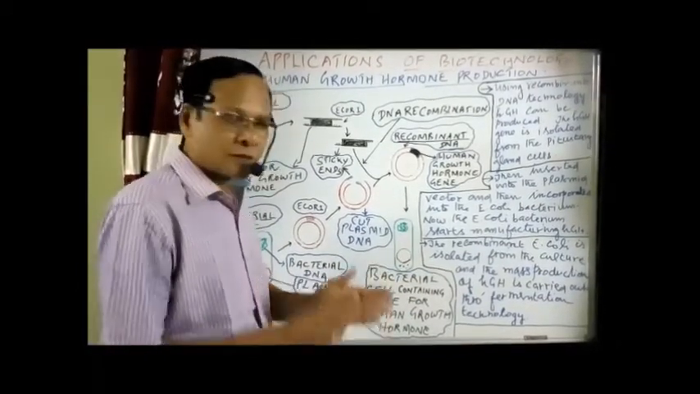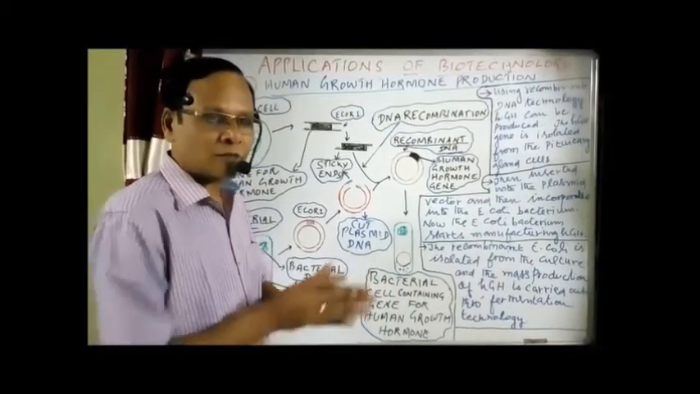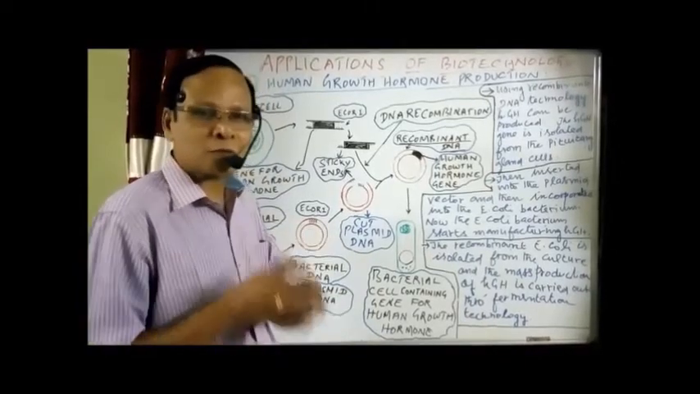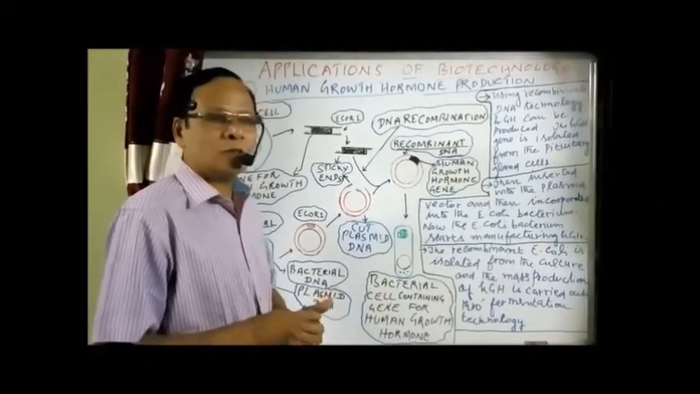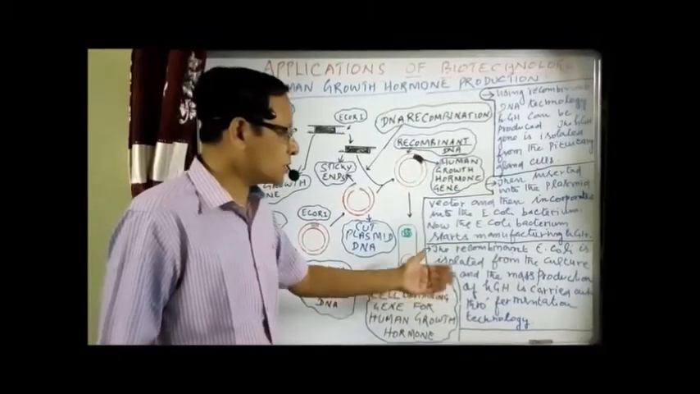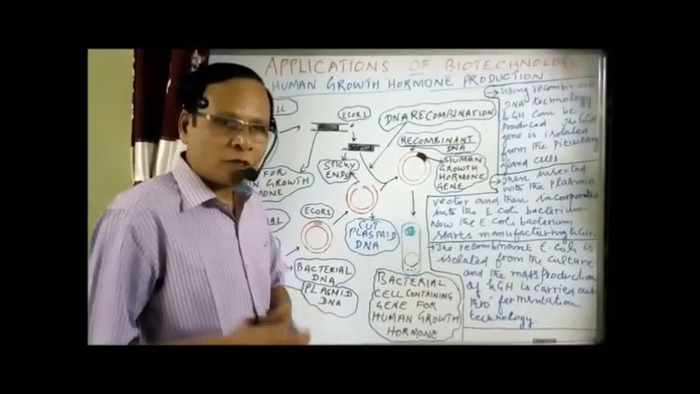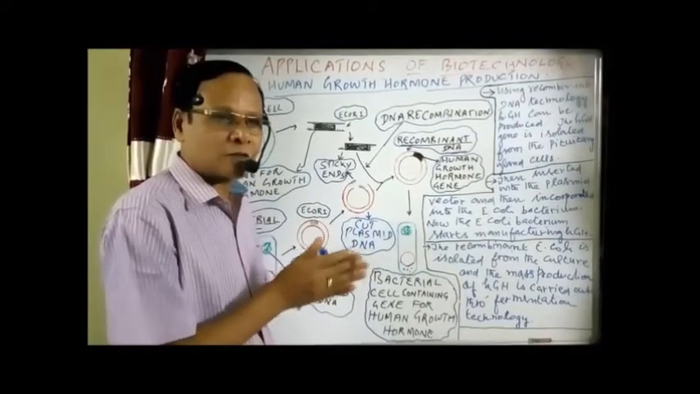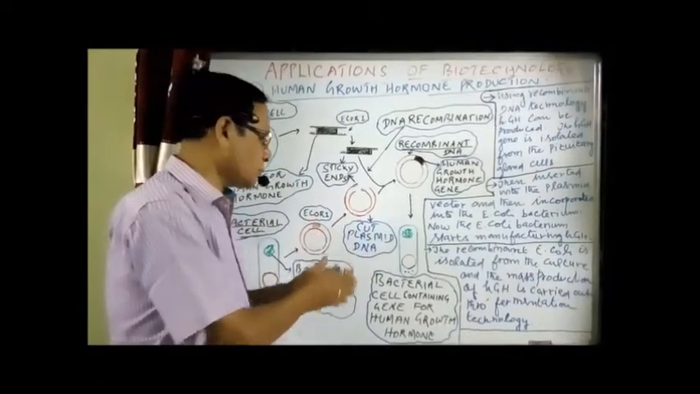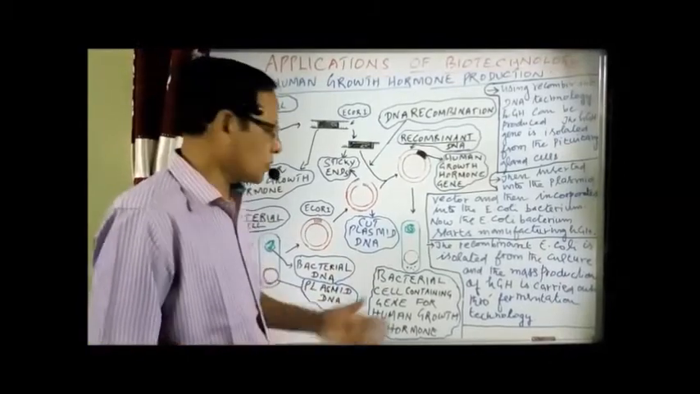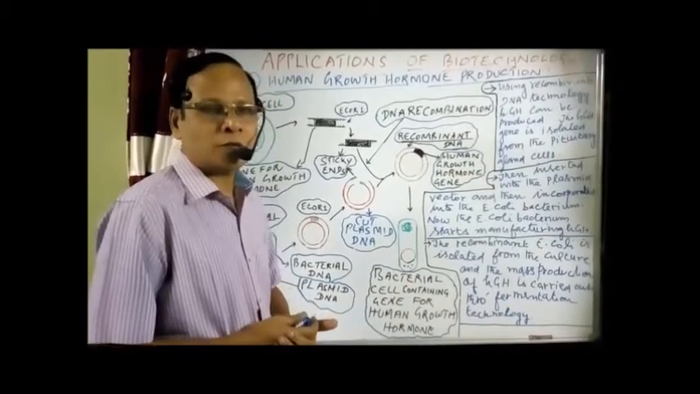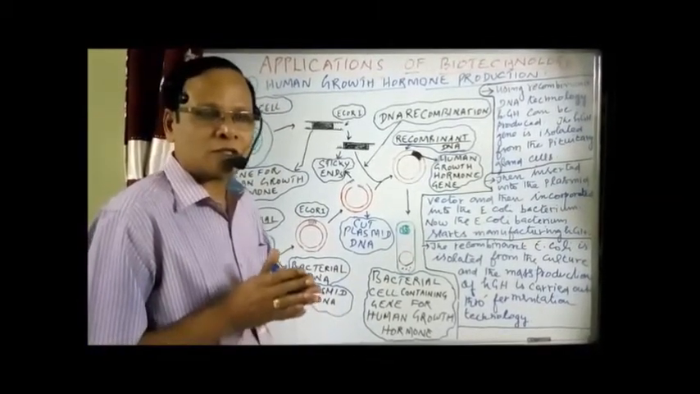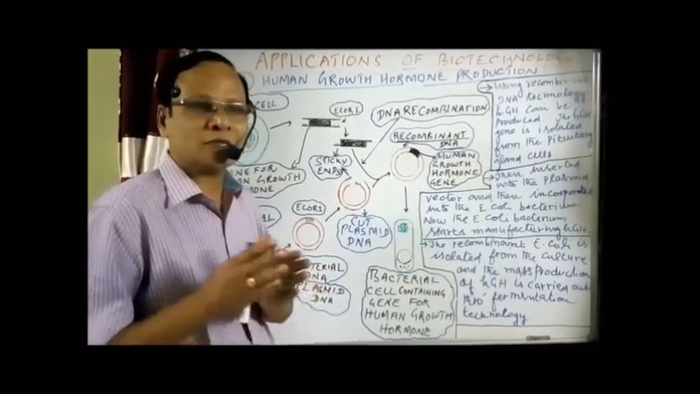Now the cells are separated from the colonies or from the culture, and they are being used for the mass production of the hormone by using what is called fermentation technology. So if we want to get a larger number of molecules, we use fermentation technology, as in the case of the insulin hormone. The same mechanism is used here also to produce large amounts of human growth hormone.